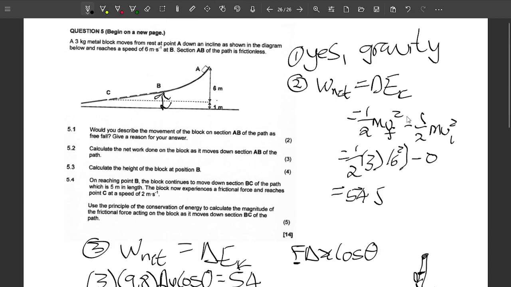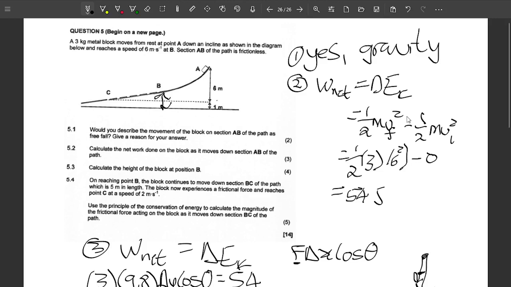Then for the next question, I think there was a number 4 there. On reaching point B, the block continues to move down to section BC of the path, which is said to be 5 meters in length. The block now experiences a frictional force and reaches point C at the speed of 2 meters per second. Use the principle of conservation of energy to calculate the magnitude of the frictional force acting on the block as it moves from B to C.